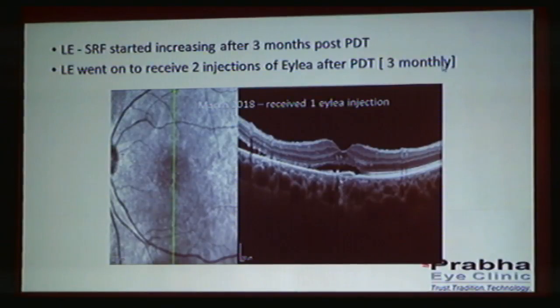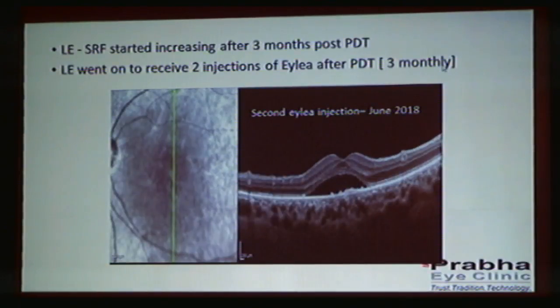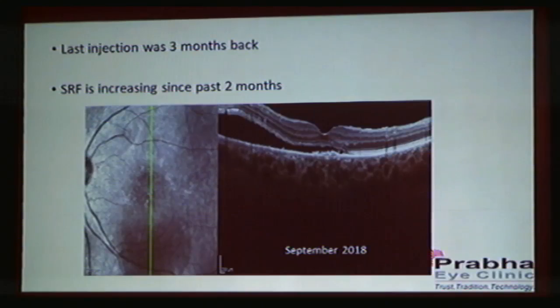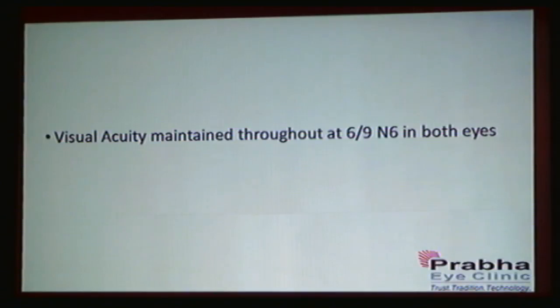She received 1 ILIA. This is the 2nd ILIA injection in June, and in August it was still increasing. We have not intervened after the injection in June, and this is the status right now. The SRF has been increasing for the past 2 months. Her visual acuity is 6/9 throughout. It has not dropped, and she is not symptomatic in the left eye.